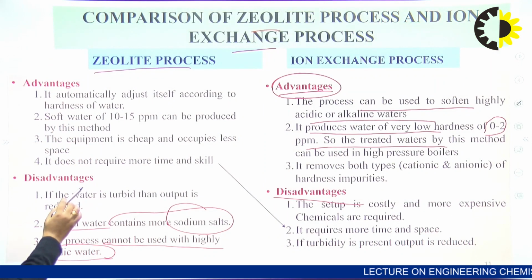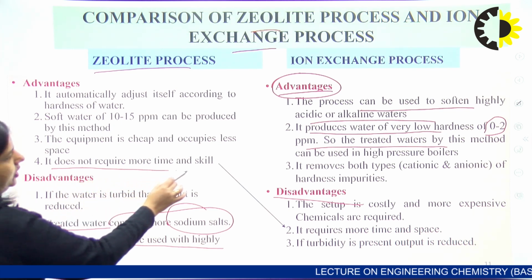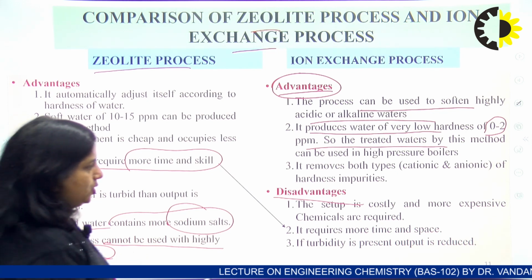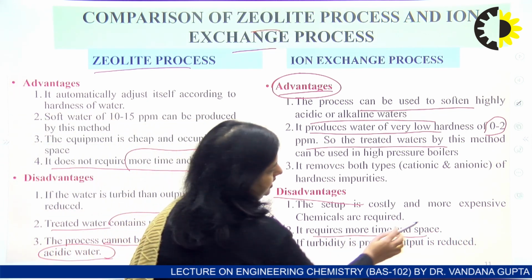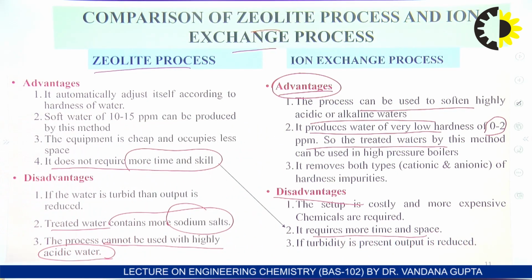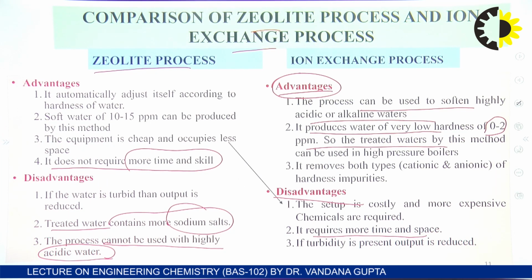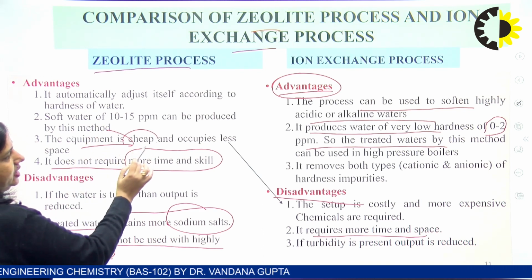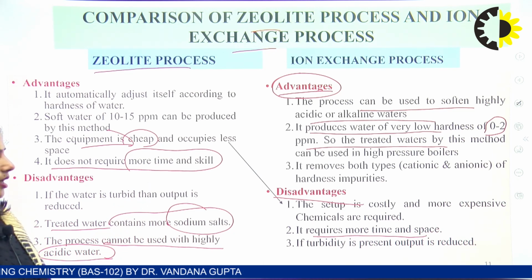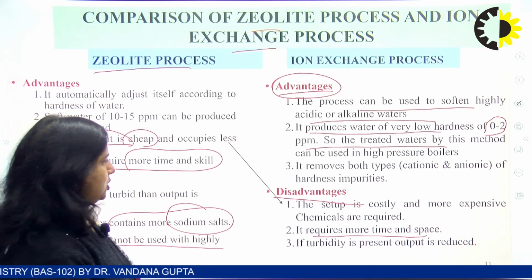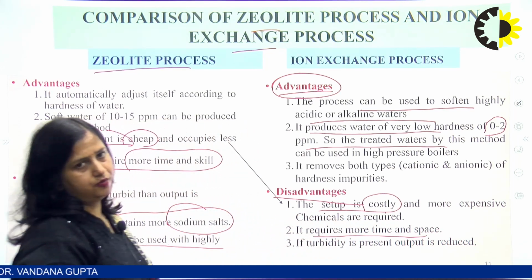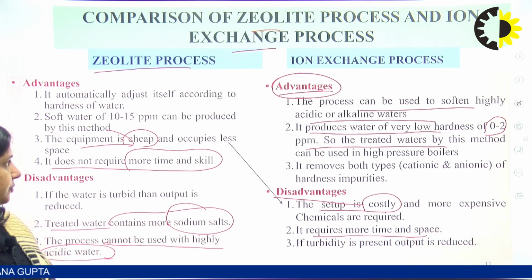The advantage of the zeolite process is that it does not require much time and space, but the ion exchange process requires more time and space. So this is a disadvantage of the ion exchange process. In the zeolite process, the equipment is cheap and occupies less space, while in the ion exchange process, the setup is very costly. So this is a disadvantage of the ion exchange process.